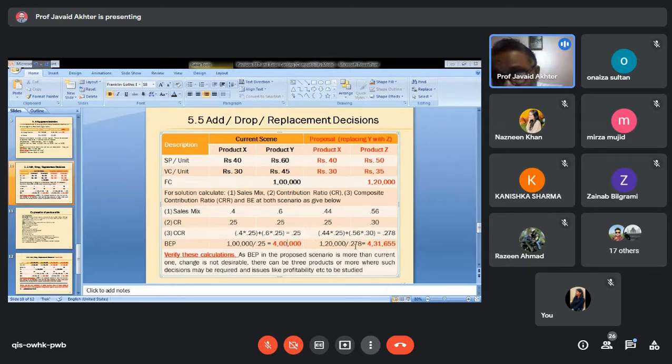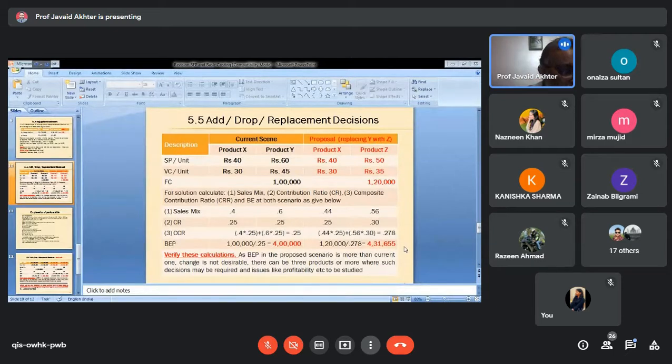Following the same steps, we have worked out break-even for the proposal. This is proposal, this is existing. In case the proposal is accepted, your break-even is increased by 31,655 rupees. So we work out current break-even, we work out break-even in the proposed situation, and if the break-even is increasing, the decision should be no. If the break-even is decreasing, the decision could be yes.